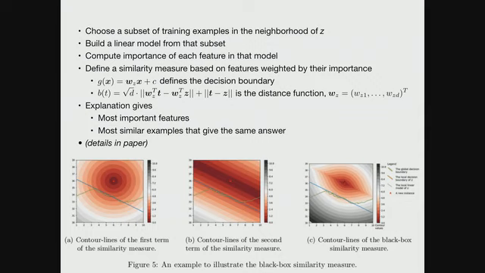And so the contour lines of the first term are these circular contour lines. This is what Lime was doing. The contour lines of the second term are these linear gradients, and they add them to get sort of oval-shaped things. And this is what gives you that desired feature of being more sensitive to how close this point is to the decision boundary. Okay.